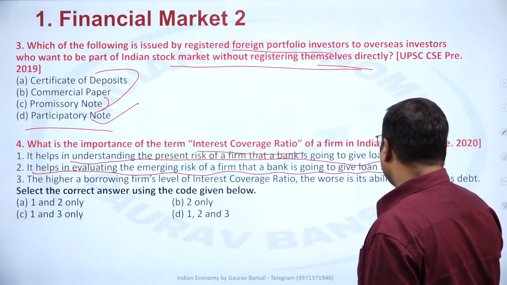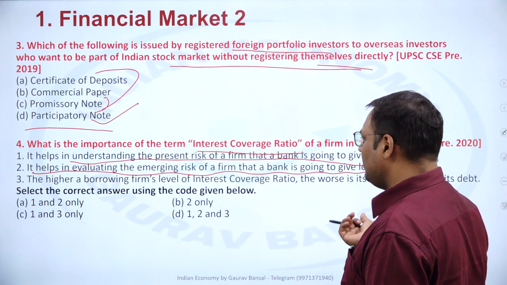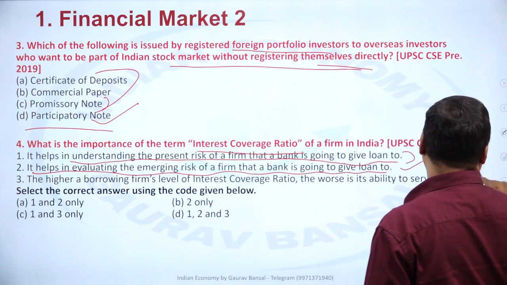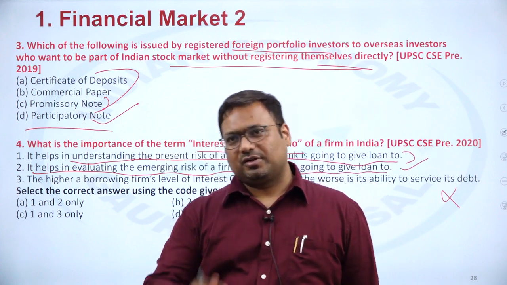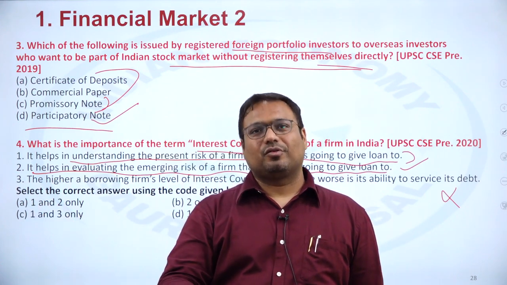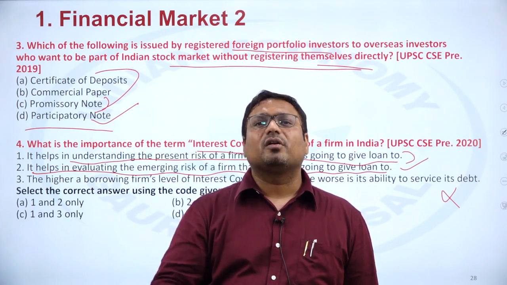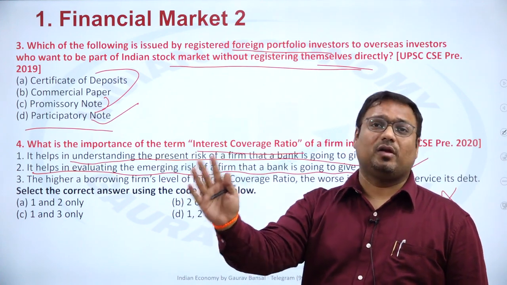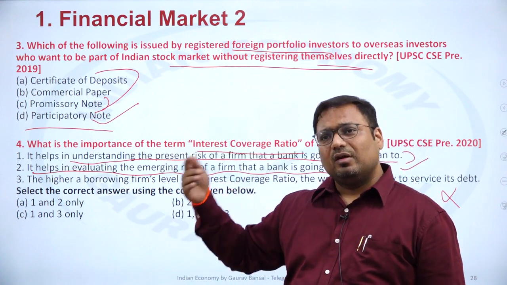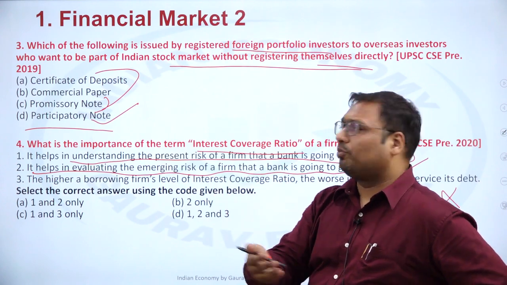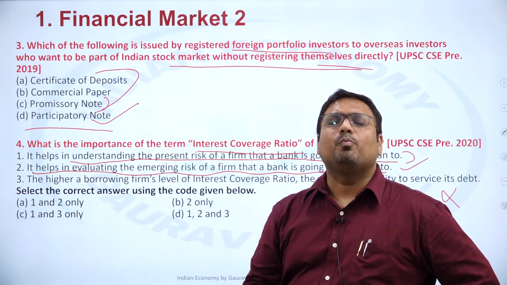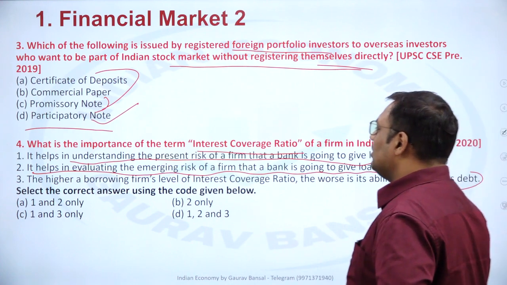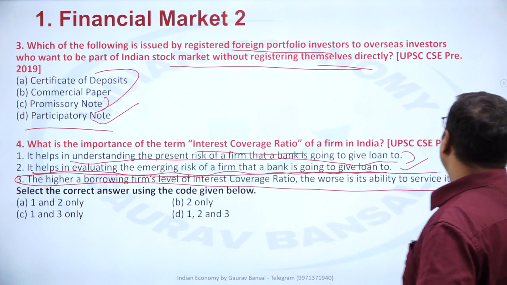Sounds better than A already. Second, the higher a borrowing firm's level of interest coverage ratio, worse is its ability to service its debt. That is wrong. Now, what is interest coverage ratio? From where is this company going to pay interest? Profits to interest payment ratio. So if that ratio is higher, if profits are much higher than the interest that a company has to pay, then it will easily be able to pay. If a company has less profit, then paying interest would be difficult. So three is definitely wrong. The interest coverage ratio should be higher, then it is better, not worse.